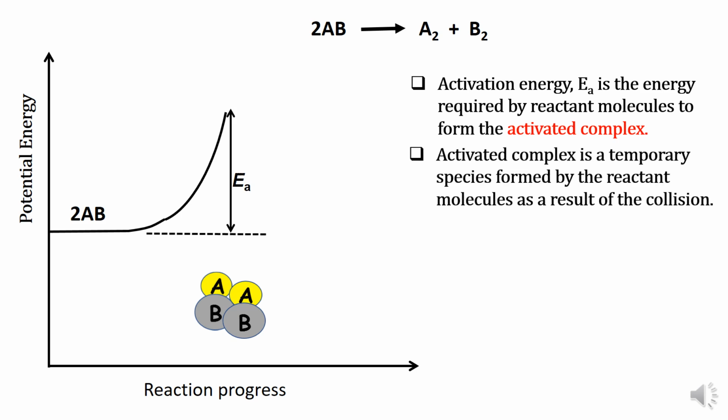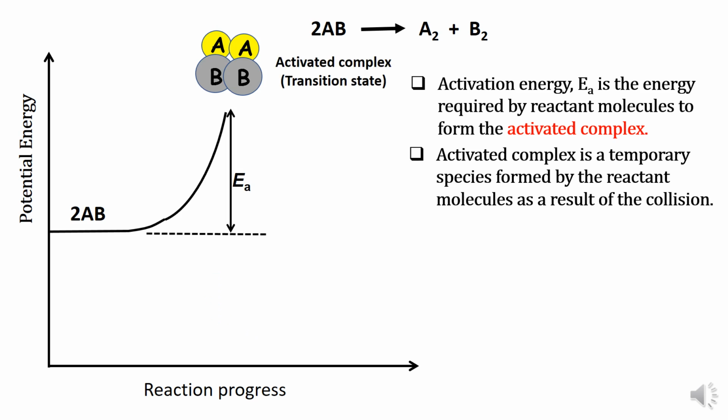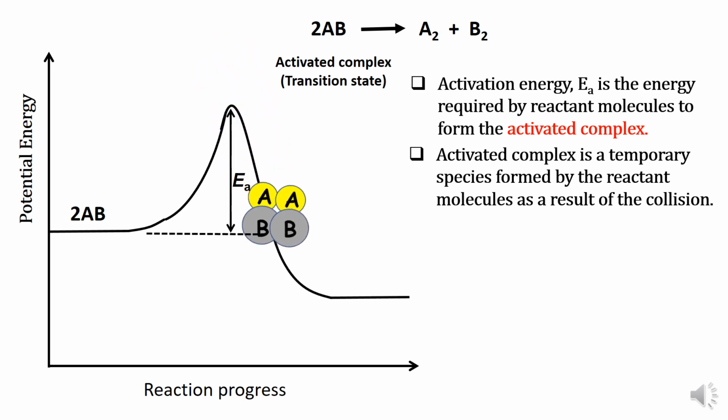So activated complex is a temporary species formed by the reactant molecules as a result of the collision. So activated complex, or transition state. At this state, the bonding between reactant molecules starts to break and the product bonds start to form. So the activated complex forms the product.